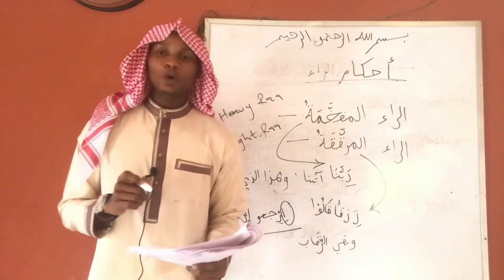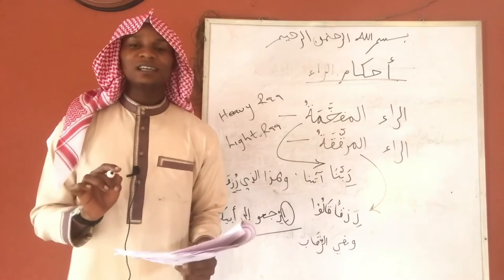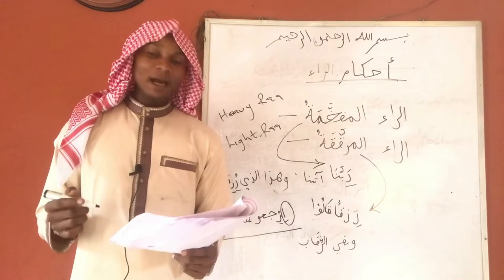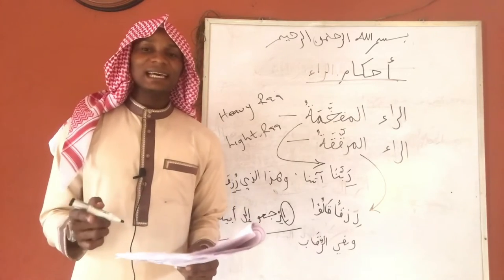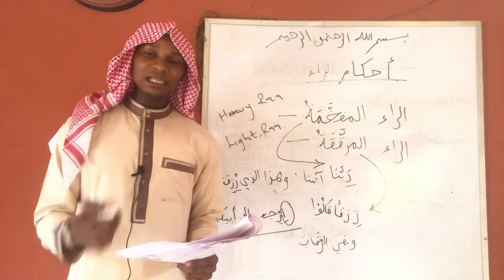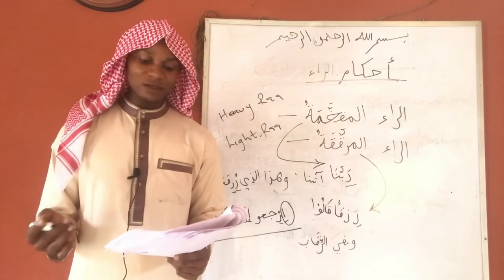Another example is wafir riqab. Another example is wa arina manasikana. So this is how you pronounce the Ra.